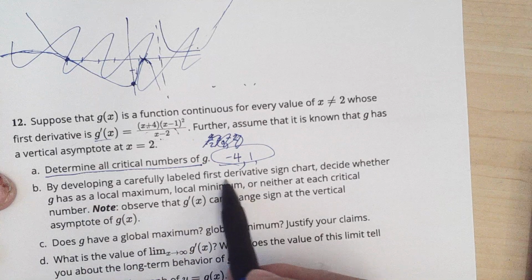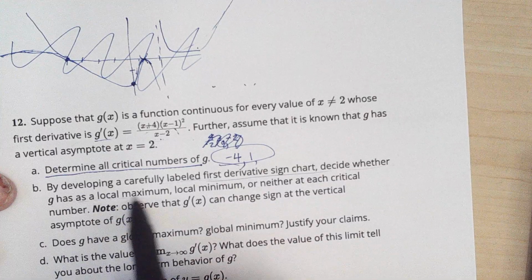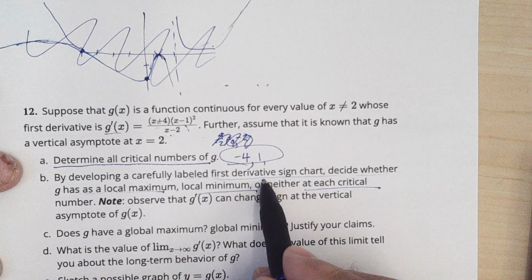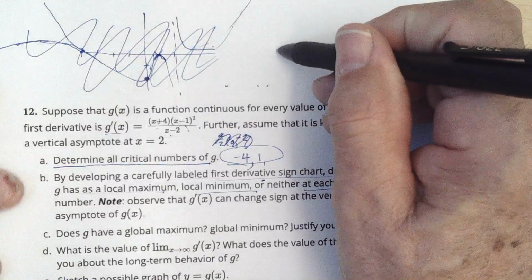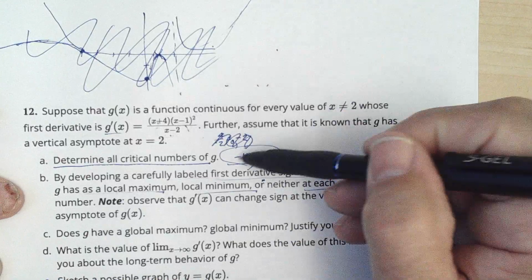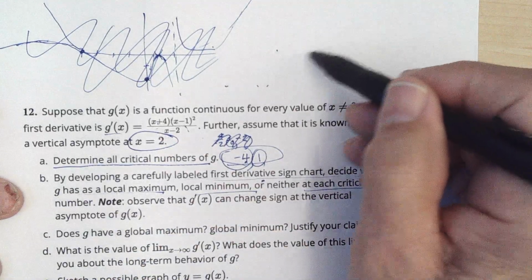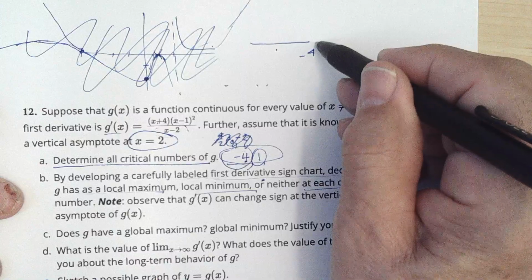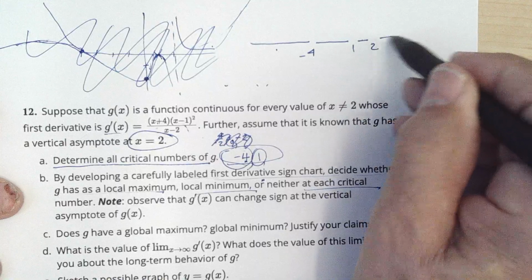By developing carefully a labeled first derivative chart, decide whether G has a local maximum and local minimum or neither. So this is where we do the sign chart. So not this function, but we need to know what G is doing. So we need to know the slope. There's 3 places we've got to be concerned about. Negative 4, 1, and 2. So I'm going to break up my graph in from below negative 4, between negative 4 and 1, and between 1 and 2, and beyond 2.